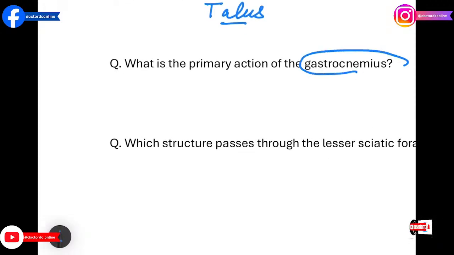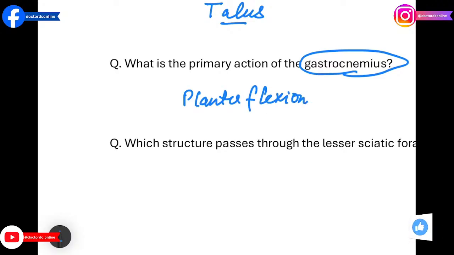The next question is, what is the primary action of the gastrocnemius? And the answer is plantar flexion of the ankle. It also assists in knee flexion, acting on two joints.